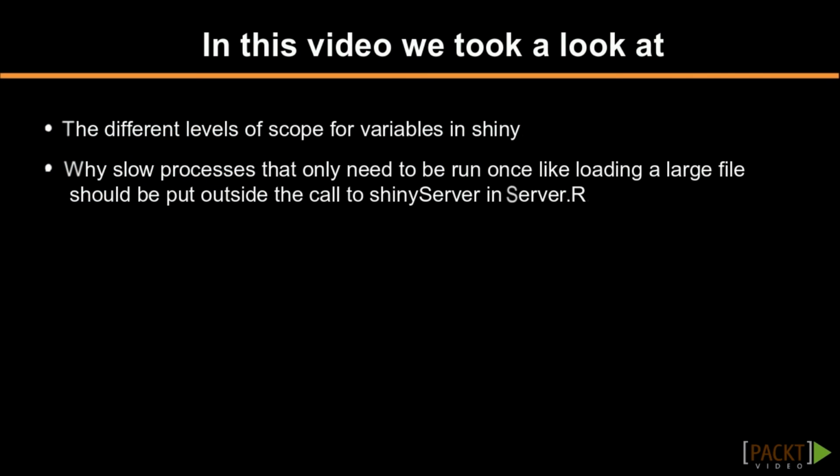In this video, we saw the different levels of scope for variables in Shiny. Slow processes that only need to be run once, like loading large files, should be put outside the call to shinyServer in server.R, as well as functions that are not reactive, for example helpers and libraries. In the next video, we will see how a user can upload a file to the web page.